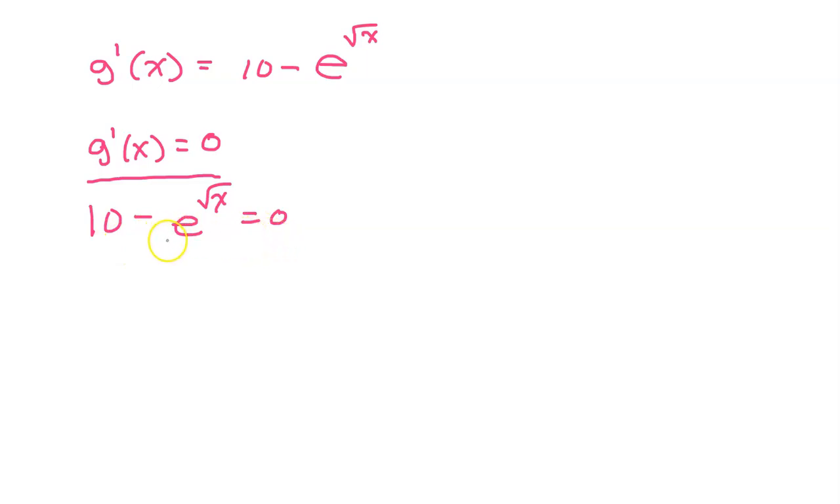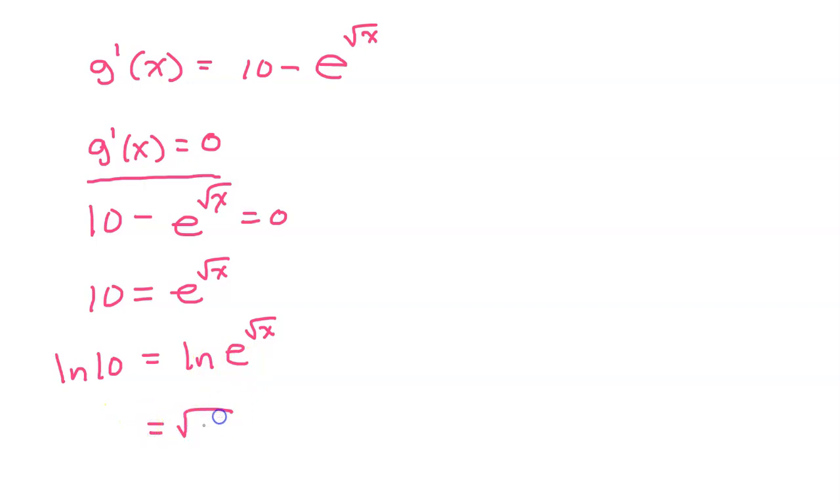Let's add e to the radical x to both sides of the equation. So we get 10 equals e to the radical x. I could get rid of this e by taking the natural log of both sides of the equation. So I would have the natural log of 10 is equal to the natural log of e to the radical x. Natural log and base e are inverse functions. They cancel each other out. So on the right-hand side, I'm just going to have radical x. On the left-hand side, I still have the natural log of 10.